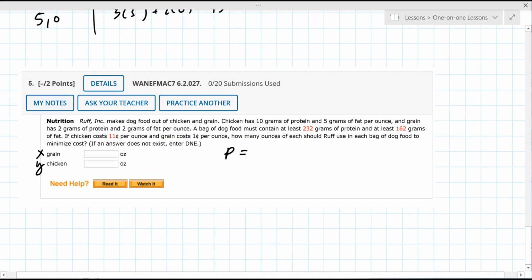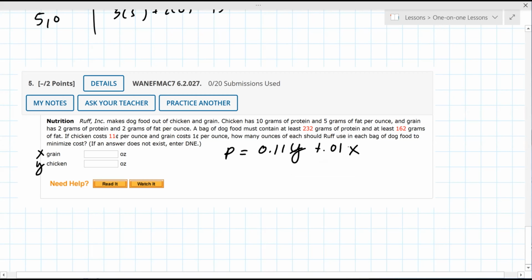P is commonly used. It's 0.11y plus, oh, x. Sorry, wrong letter. Plus 0.01, grain costs. Wait, chicken is y, isn't it? Yeah, that's weird. It's weird that they gave the two animals in that order. Okay, that's 0.11y plus 0.01x.